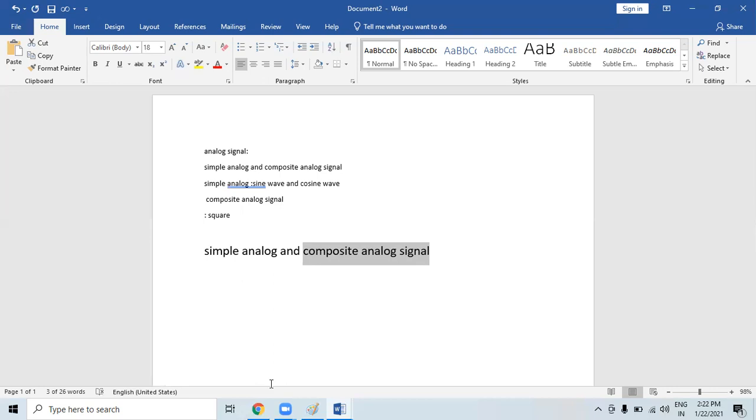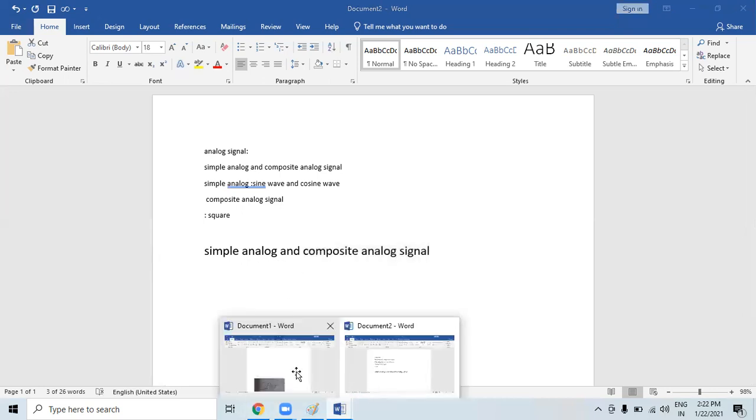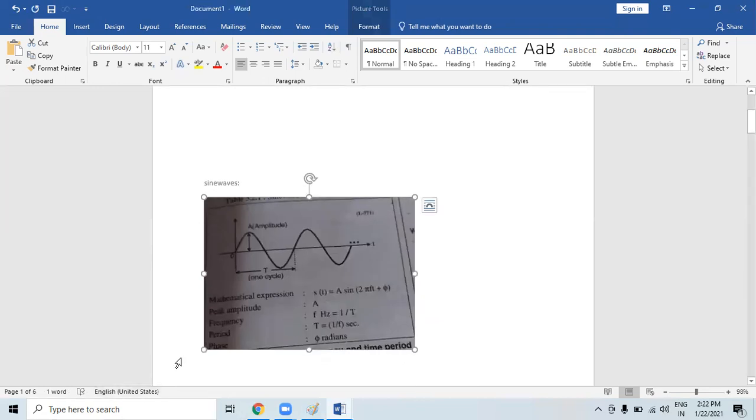So in sine wave, what about this simple analog signal? In sine wave, you can see this sine wave. It is the most basic type of, this is an example of simple, okay, analog signal. So this sine wave, it is the most basic type of periodic analog signal. That means it is the simple analog signal.